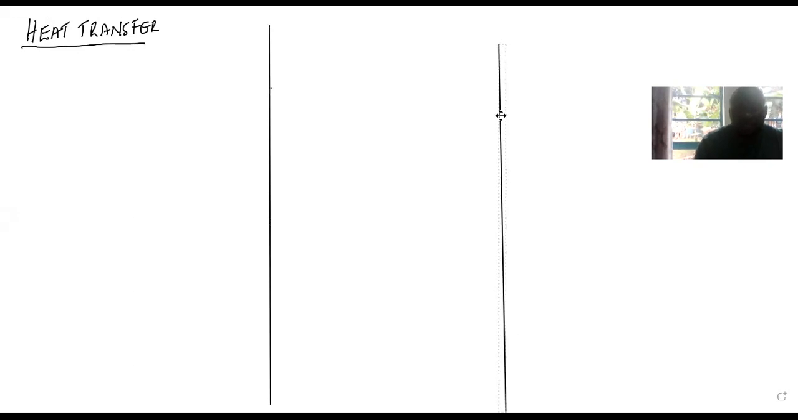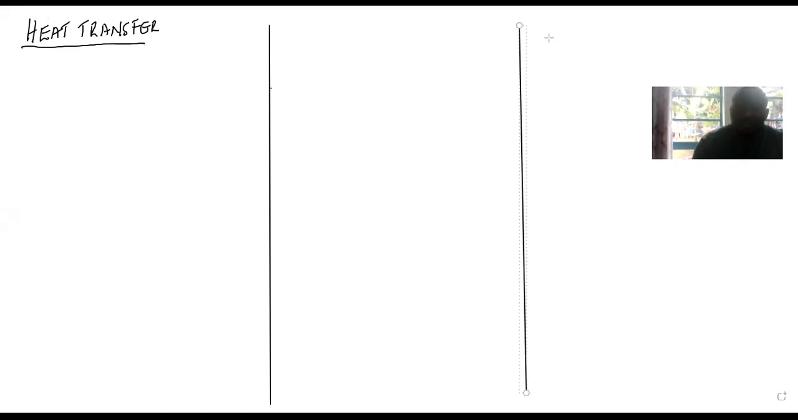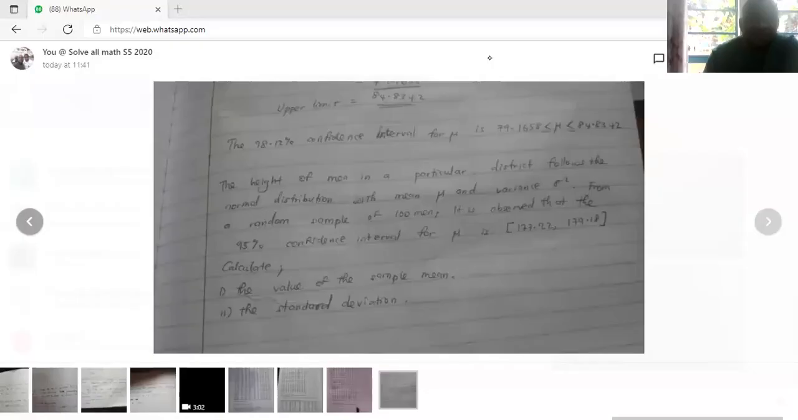So this is a new item in heat and thermodynamics called heat transfer. And we all know how heat has been transferred before. We have seen heat being transferred by conduction. We have seen heat being transferred by convection. We have seen heat being transferred by radiation. One of the closest examples I can take you through is when heat is being transferred.